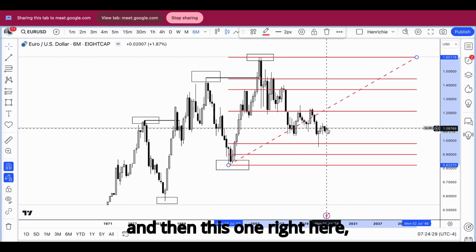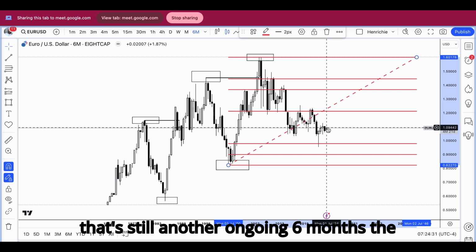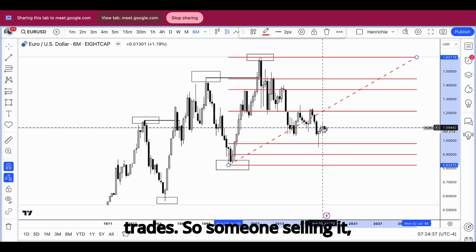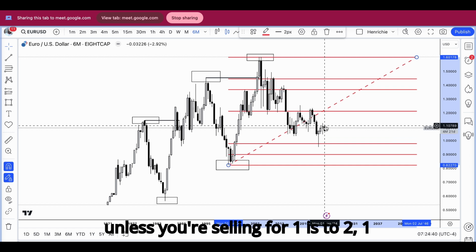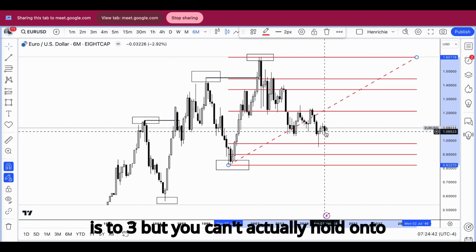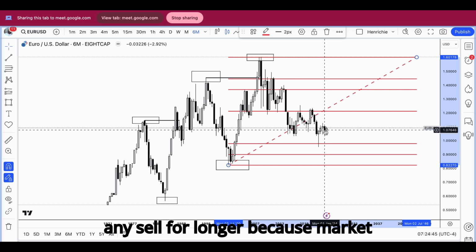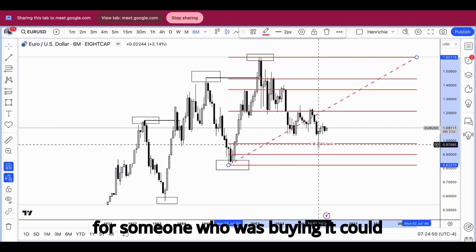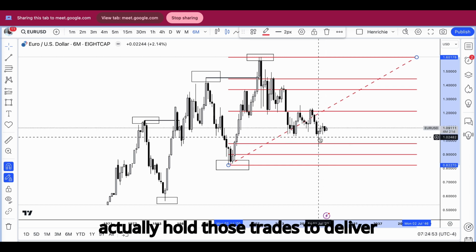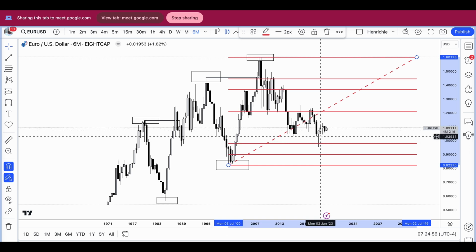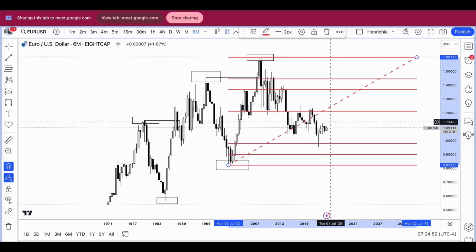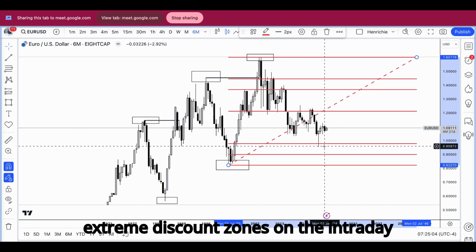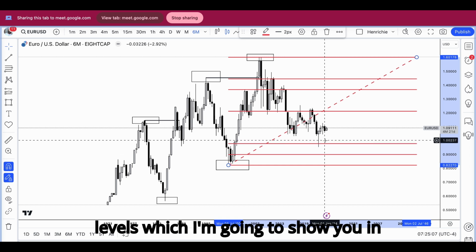And then this one right here. That's still another ongoing 6 months. The person would have been in profitable trades. So someone selling it, unless you're selling for 1:2, 1:3, you can't actually hold on to any sell for longer because market will eventually reverse to wipe you out. But someone who was buying it could actually hold those trades to deliver 1:5, 1:6, 1:7, 1:8, 1:10 by looking for discount zones, extreme discount zone on the intraday levels, which I'm going to show you in this video.